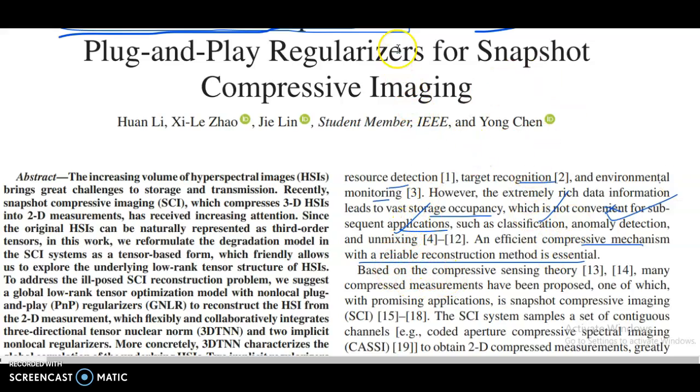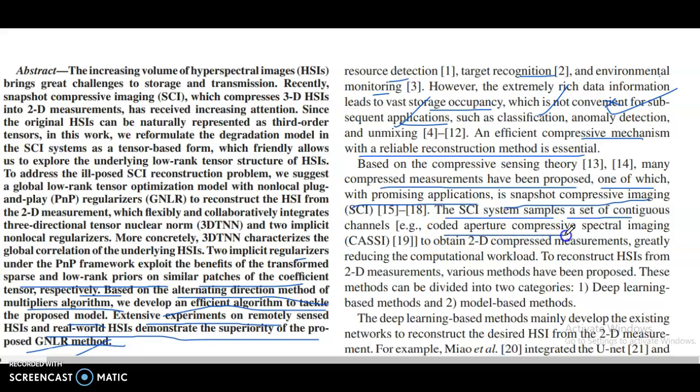Based on compressed sensing theory, many compressed measurements have been proposed, one of which, with promising applications, is snapshot compressive imaging. The SCI system samples a set of contiguous channels, for example coded aperture compressive spectral imaging, CASSI, C for coded aperture, compressive spectral imaging, to obtain 2D compressed measurements, greatly reducing the workload. The task is to reconstruct an HSI from 2D measurements.